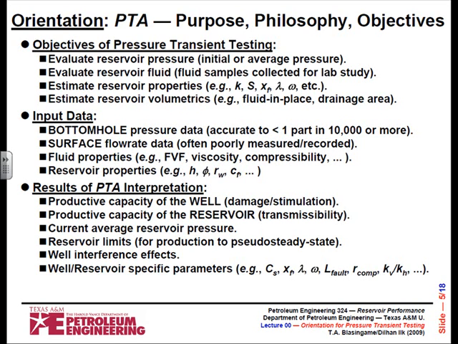Now, well interference effects, what does that mean? That means these are multi-well fields. And sooner or later, the pressure distribution from well A is going to interfere with well D and well E and well B and so forth. And when they do, we have to be able to quantify or at least recognize it. And then the last thing is the well and reservoir specific parameters.